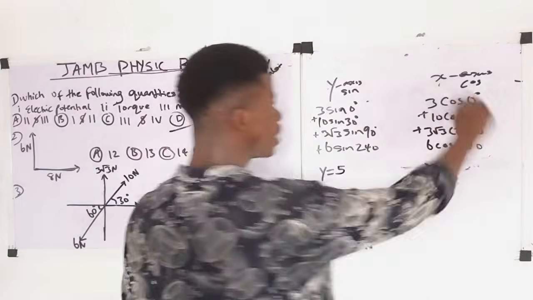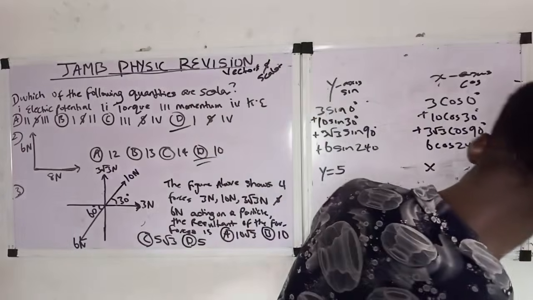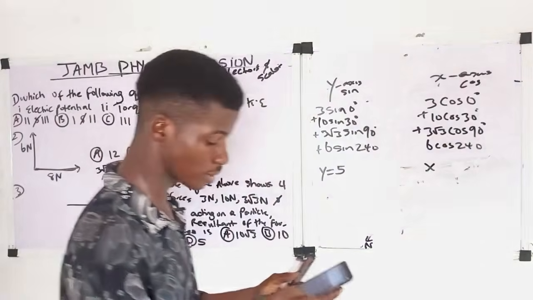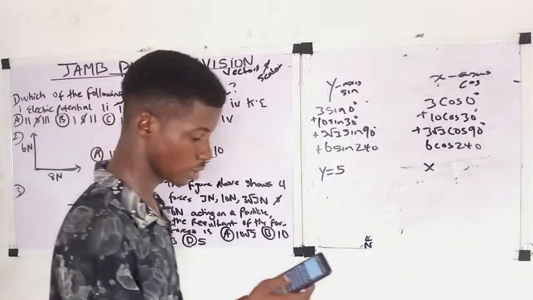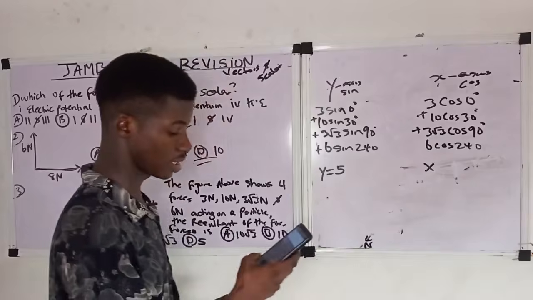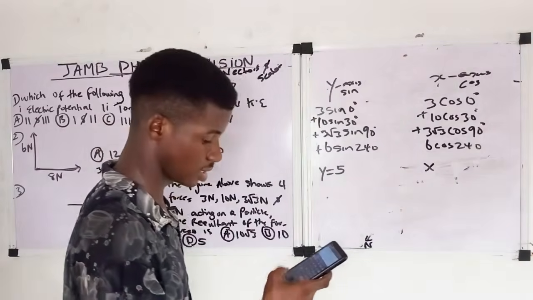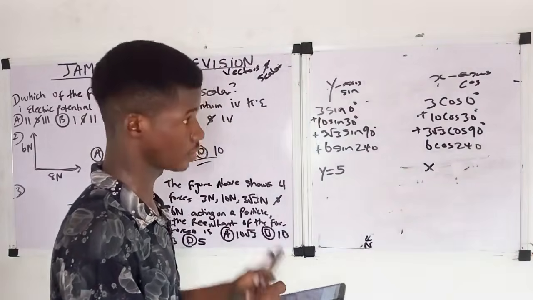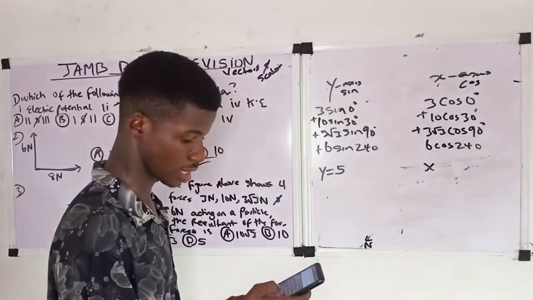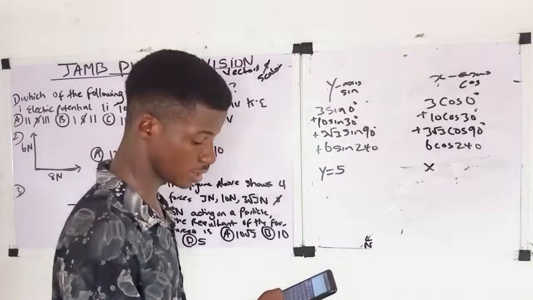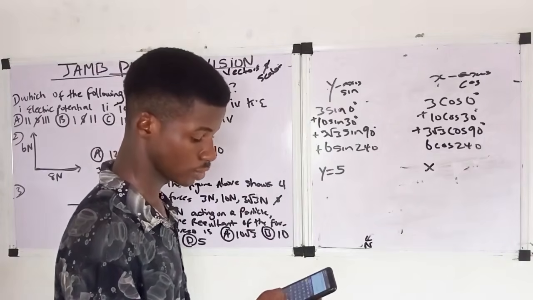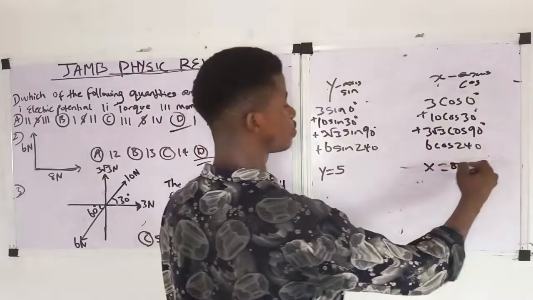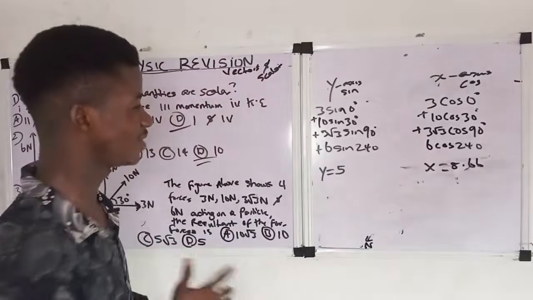Then for x, if we do everything, here will be 3 cos 0 plus 10 cos 30, plus 3 root 3 cos 90, plus 6 cos 240. If we do everything here, we get 8.66. So our x is equal to 8.66. What I'm going to do next is very easy.